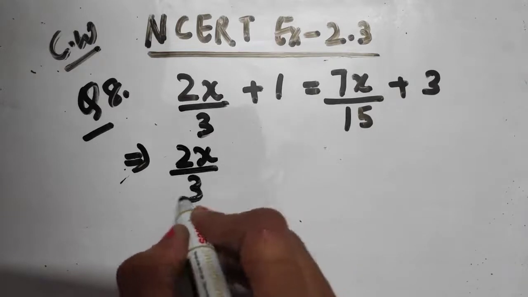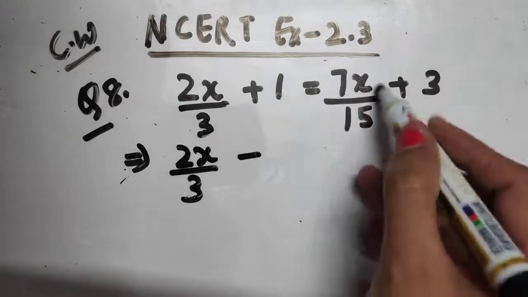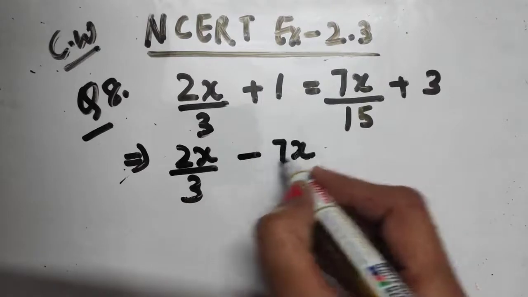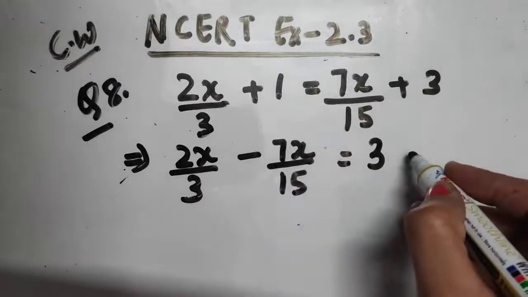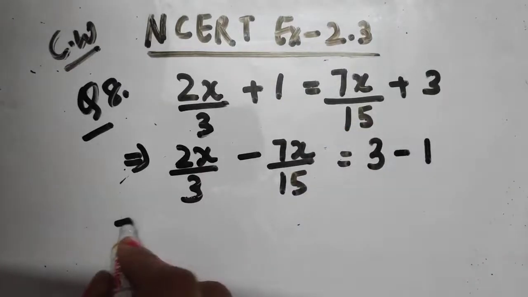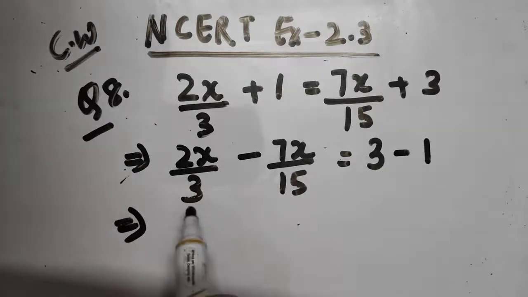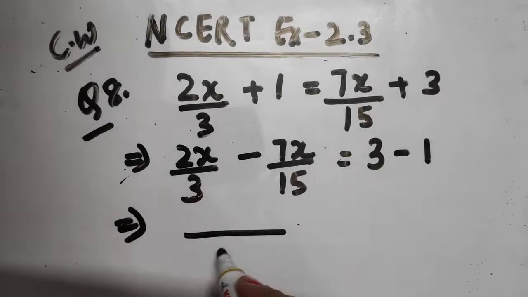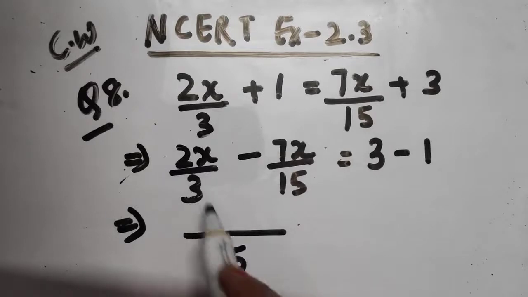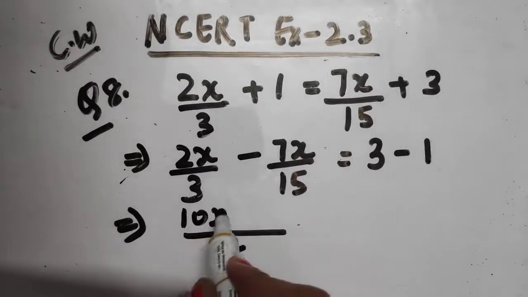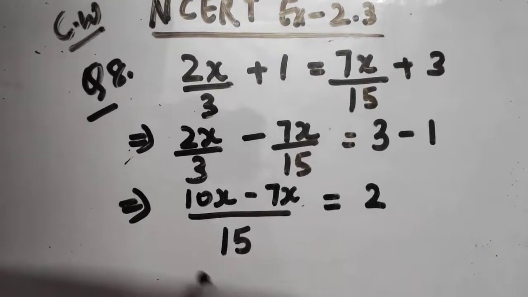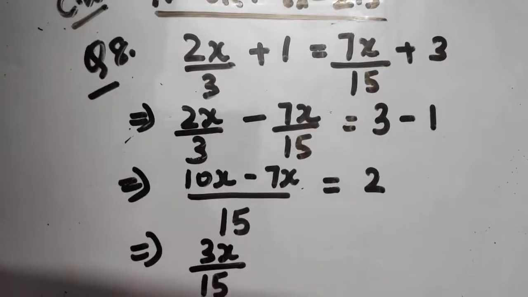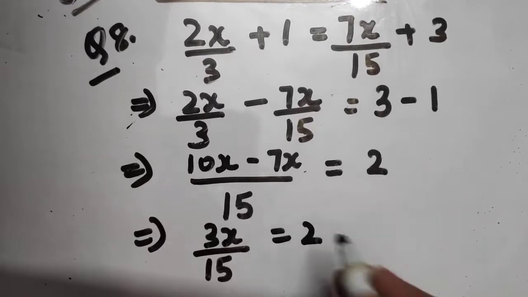So 2x/3 minus, when this is transposed to the left hand side, it will be minus 7x/15 is equal to 3. This is plus 1. When it is transposed to the right hand side, it will be minus 1. Now I am going to take the LCM of 3 and 15. That will be 15. Now I am solving this. It will be 10x minus 7x is equal to 2. Now, 10x minus 7x will be 3x/15, that is equal to 2.